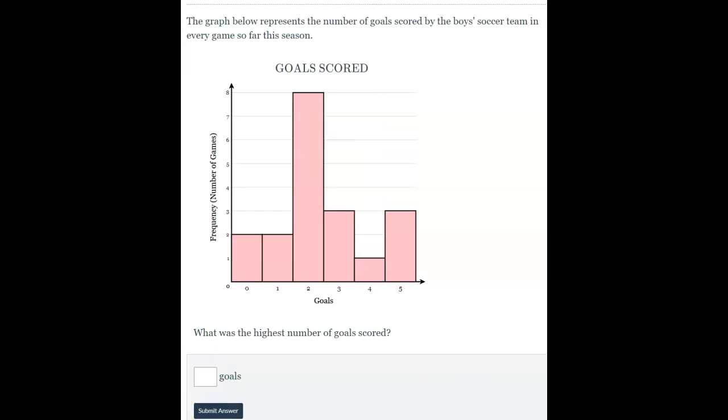So a similar problem here, but it says what was the highest number of goals scored? So we can see that 5 is the highest number of goals scored. That happened 3 times, but 5 was the amount of goals scored. So that happened 3 times, but the highest number of goals is 5 goals.